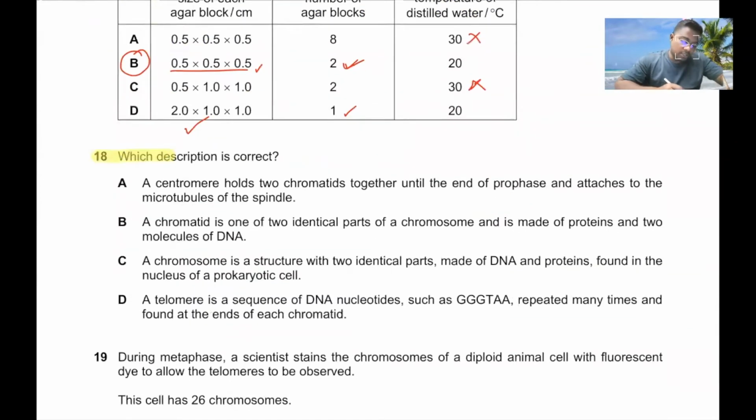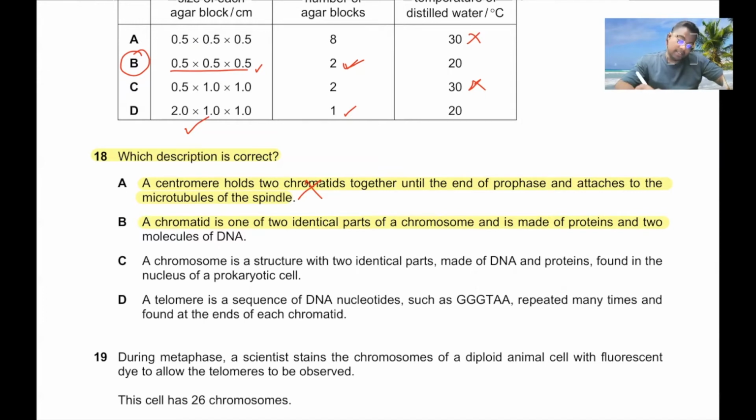18, which description is correct? A: A centromere holds two chromatids together until the end of prophase and attaches to the microtubules of the spindle. Well, at metaphase, centromeres attach themselves to the microtubules of the spindle, so A is wrong. B: A chromatid is one of the two identical parts of a chromosome and is made of proteins and two DNA molecules.